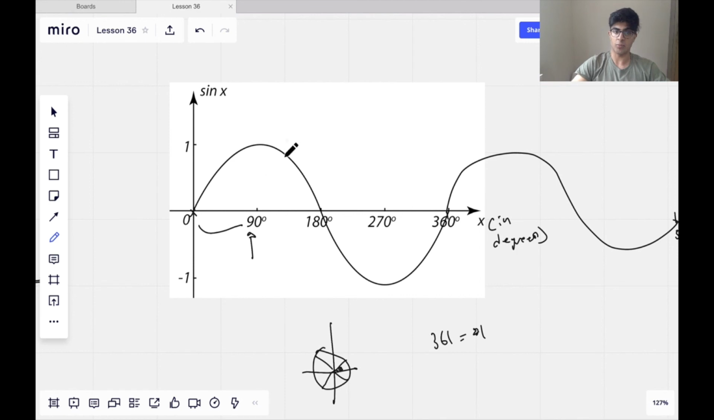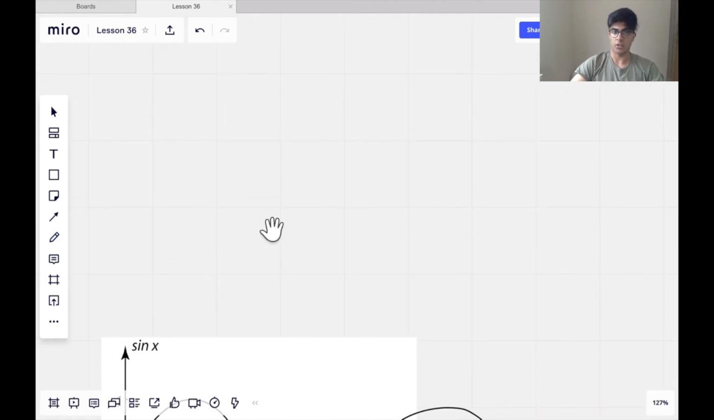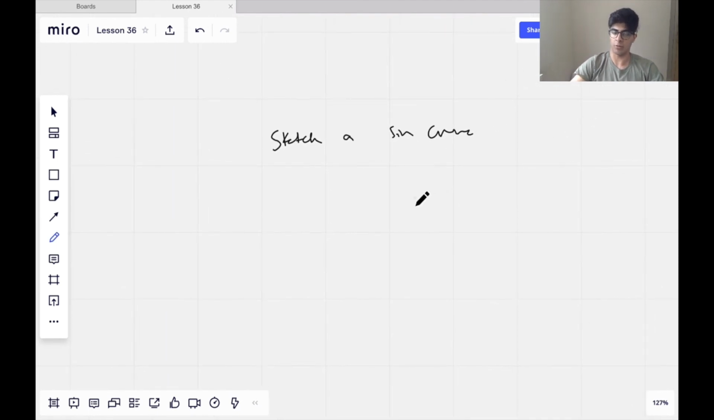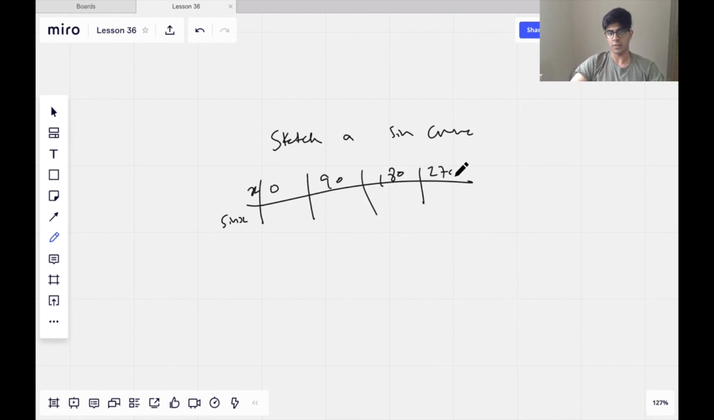So if you're asked, say the question is sketch a sine curve, and you've completely forgotten what it looks like, besides the fact you remember it looks like a wave, what you do is you say, okay, x and sine x. So you check when x is 0, 90, 180, 270, and 360. Those are the five key values that you need to check, multiples of 90. And you get 0, 1, 0, minus 1, 0, and that's what it comes out to.